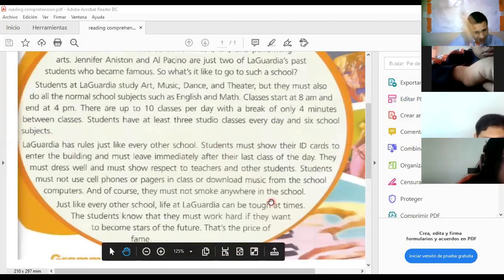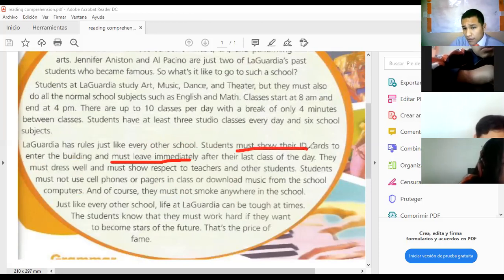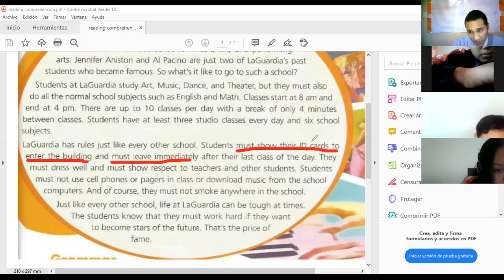Must: necessary, obligation. What do they have to do? Tell me, the answer is here. They must leave the building immediately. Okay, number one, must leave immediately. They must show their ID cards to enter the building. ID card, guys, means DNI, okay? Number one, they must show their ID cards.